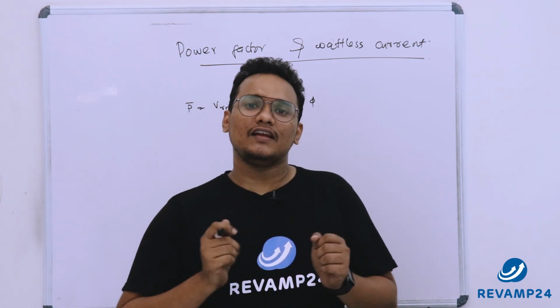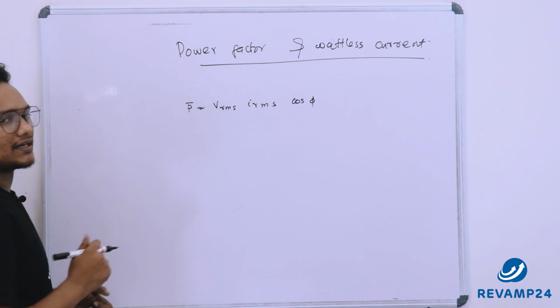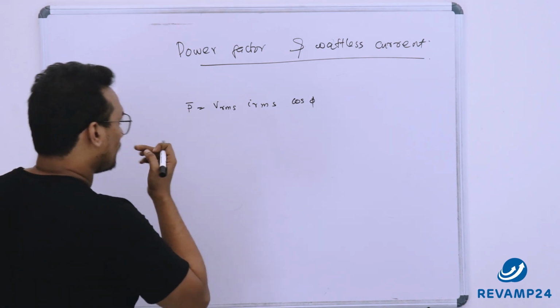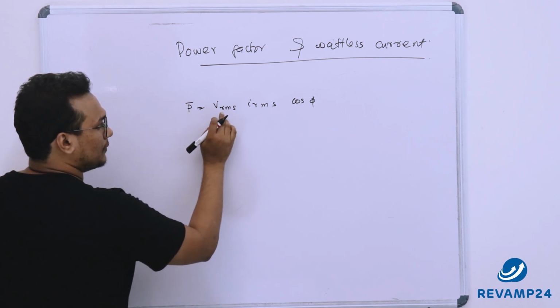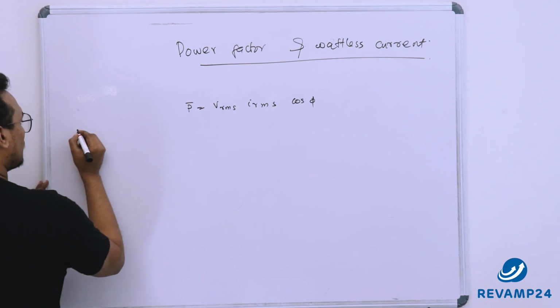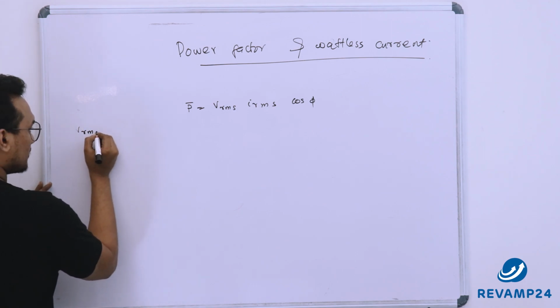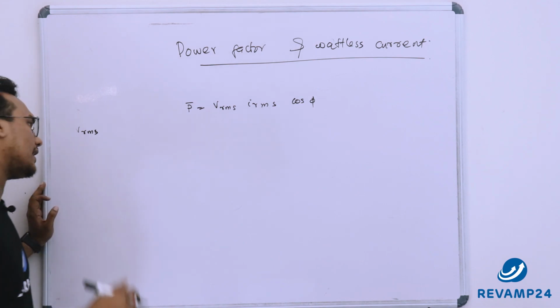In this video, I will explain power factor and wattless current. Power factor, I have already explained, means the average power will be Vrms into Irms into cos phi. Generally an AC output would be represented by Vrms. In our household application, we use a 220 volt power supply. That 220 volt is the RMS value.